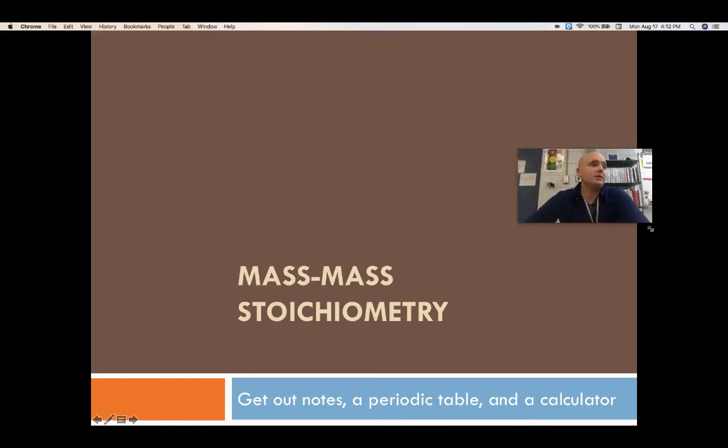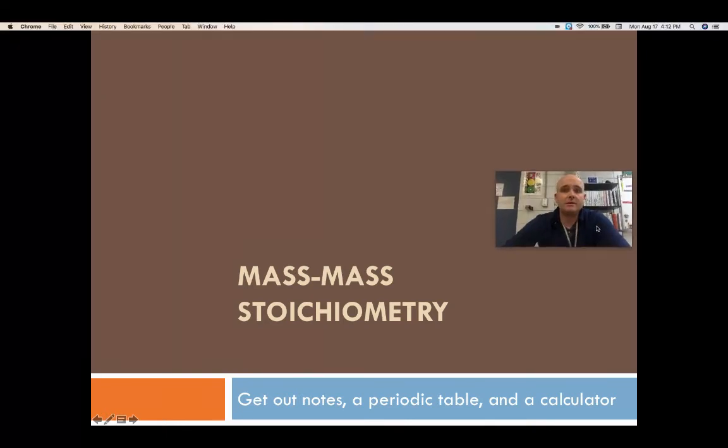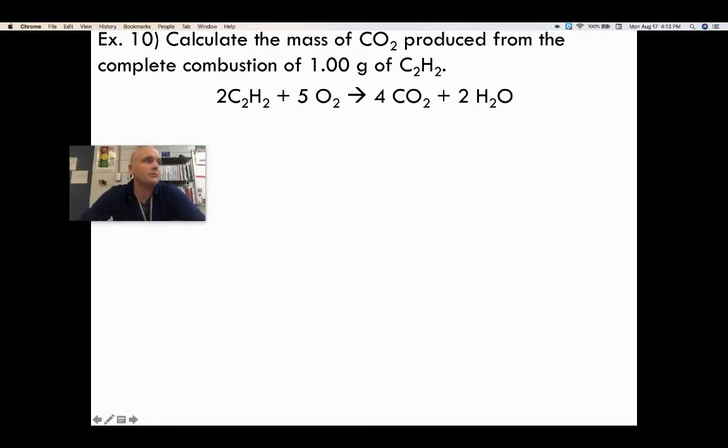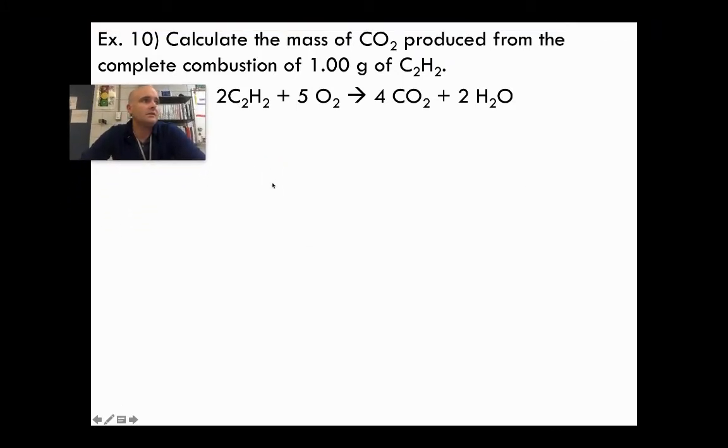Howdy guys, we're here to talk about mass stoichiometry, all right? So let's walk right on through it, and let's take a look at example number 10. Now you should remember stoichiometry from last year, and not much has changed. So example 10: we want to calculate the mass of CO2 produced from the complete combustion of 1.00 grams of C2H2. We've got our equation right here.